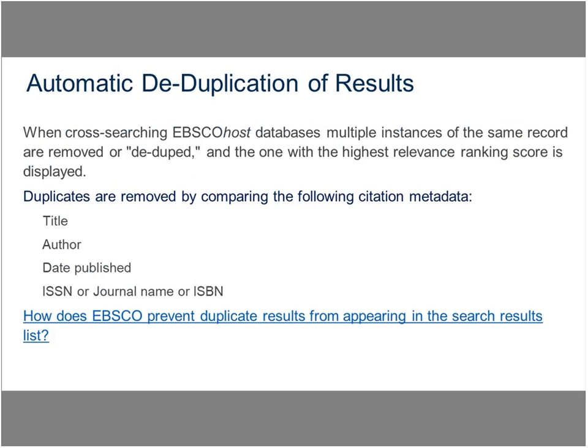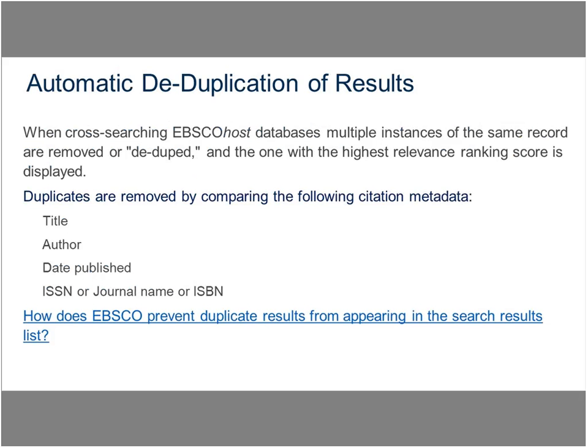So this is on screen now, the deduplication of results when you search multiple databases on the EBSCOhost interface. Essentially it means duplicates are removed by comparing the following citation metadata: the title, author field, date published, the journal serial number or name, and the book number if it's an e-book. If they match, then you will end up with one record, not two or three. It will automatically remove duplicate records from the search results list.